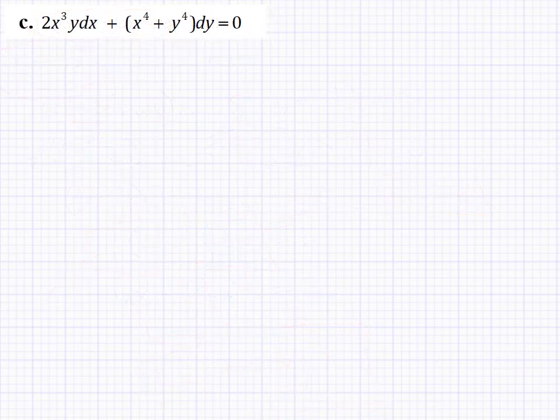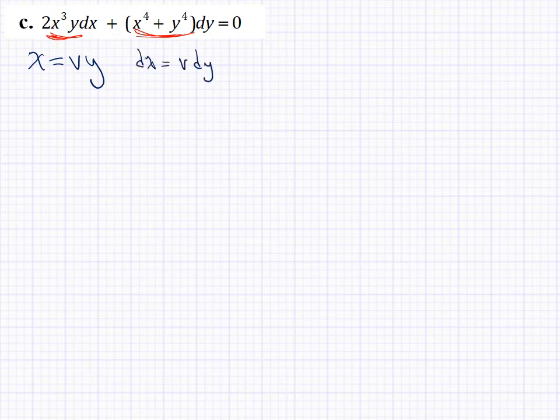Here's another one, in which case we have degree 4 homogeneous. This is degree 4, this is degree 4, so degree 4 homogeneous. What I'm going to do here is change up my substitution. I'm going to let x equal v times y, and therefore dx is going to equal v dy plus y dv.